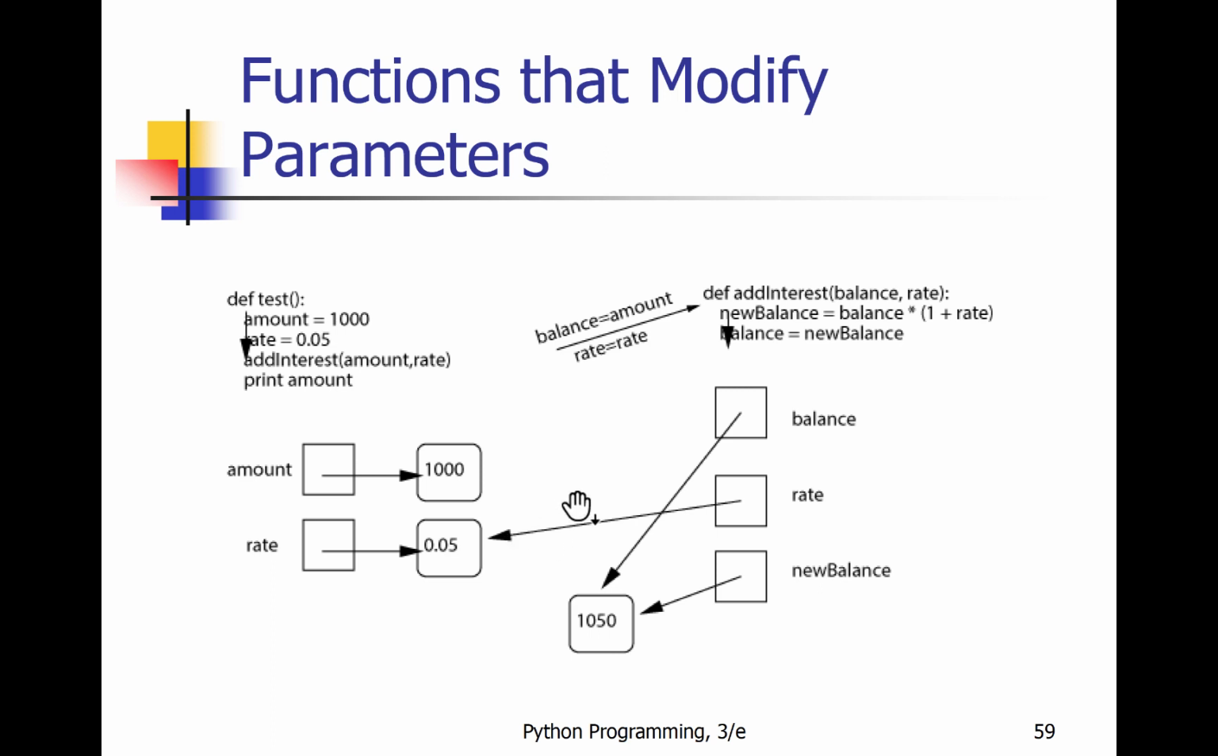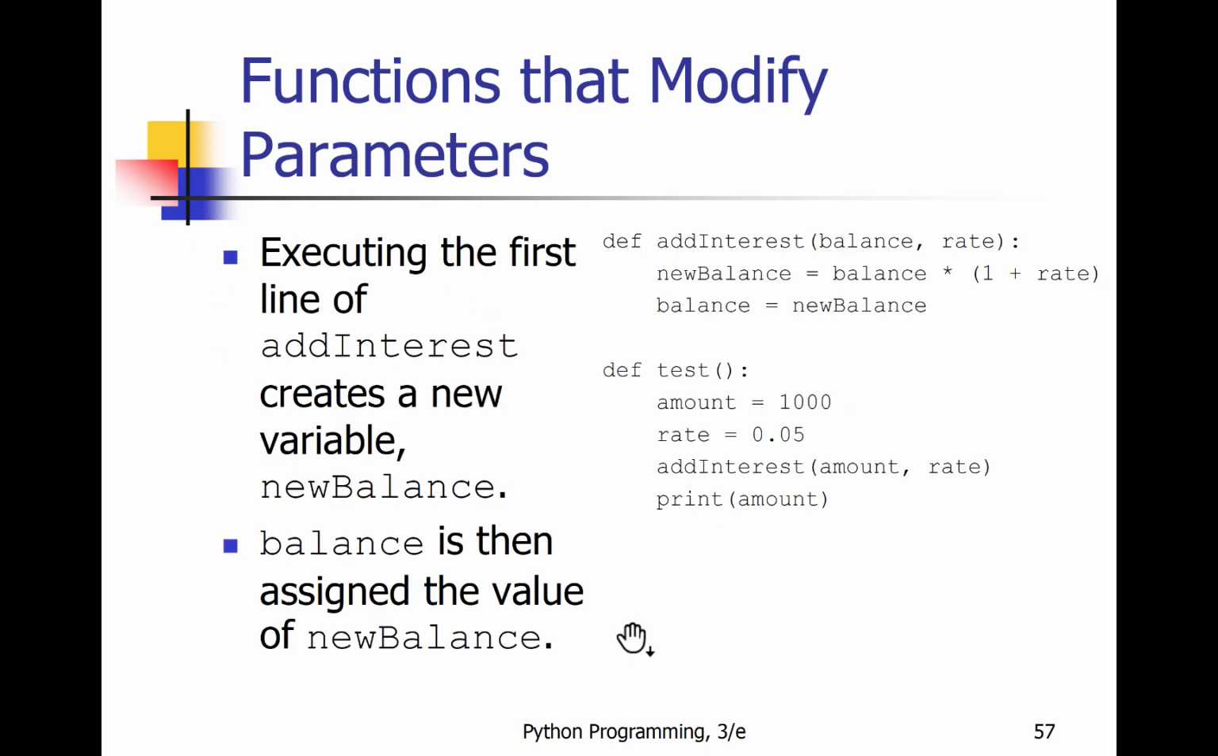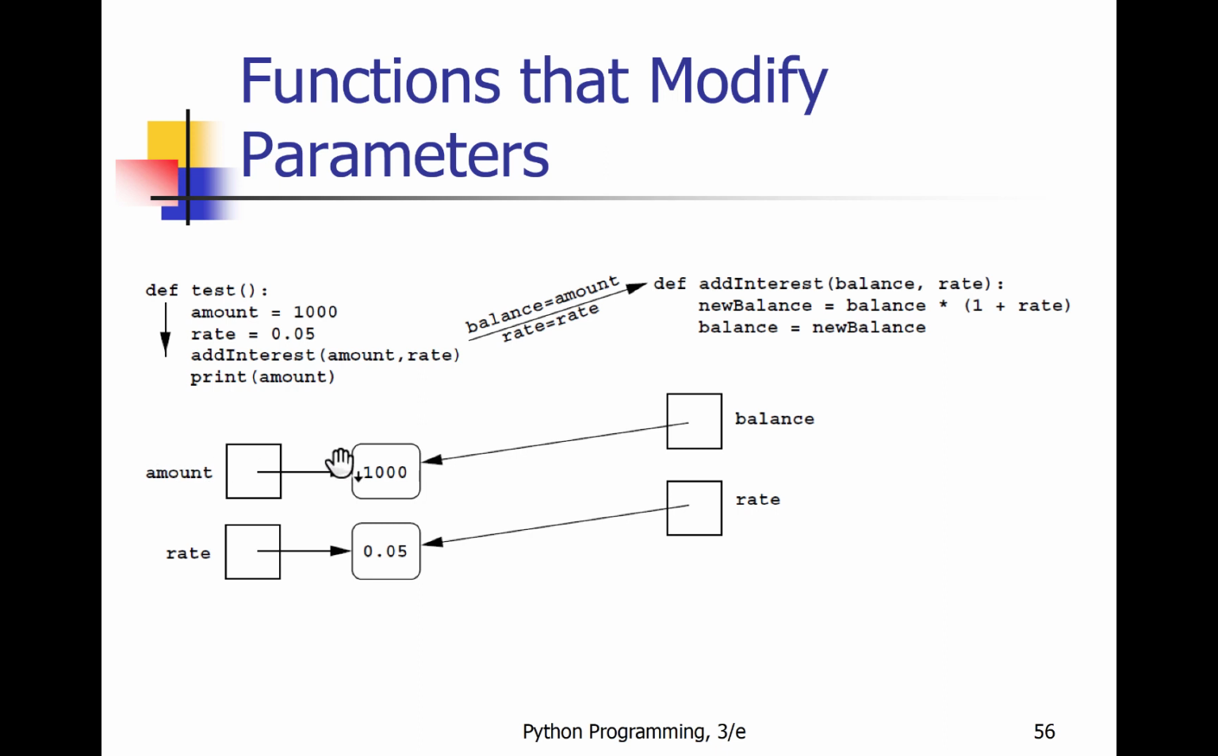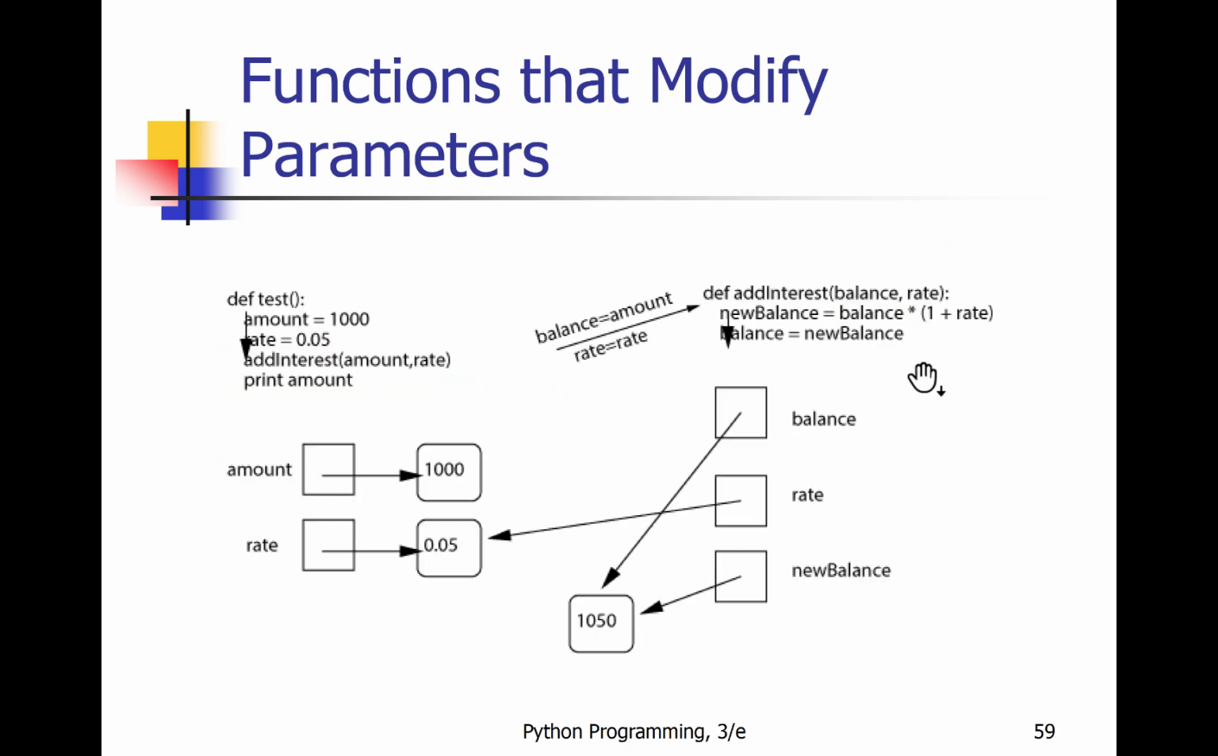Well, here's where we see it. What happens is, now let's go back. When we left the code before, amount was pointing to the 1000 value object, and so was balance. Now, after we execute the code in add interest, here's what happens. When we assign new balance to balance, it's pointing to the same object as new balance, not the same object as amount. And so when we return to test, amount is still pointing at the 1000.